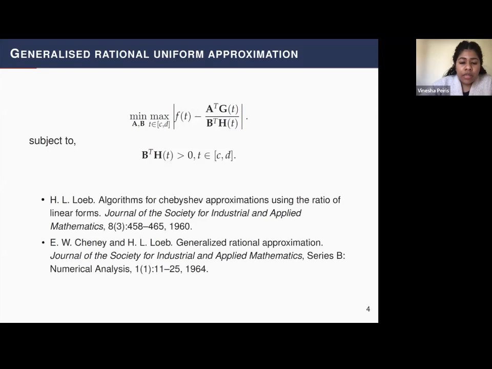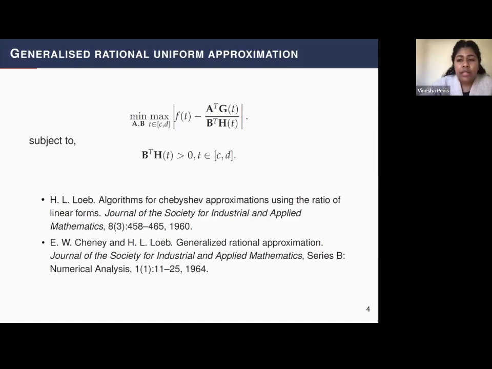This rational approximation was very, very fashionable during the 50s and the 60s of the 20th century. This ratio here was first called a ratio of linear forms because you have two linear functions, one in the numerator, the other one in the denominator. But later on, they renamed this ratio as generalized rational approximation.